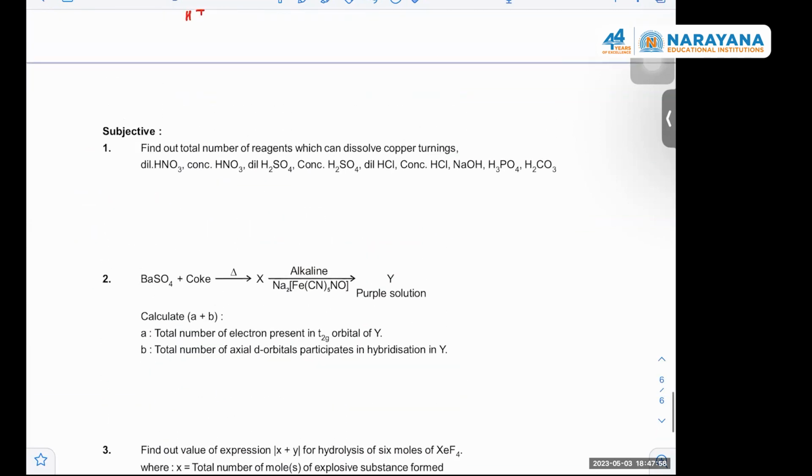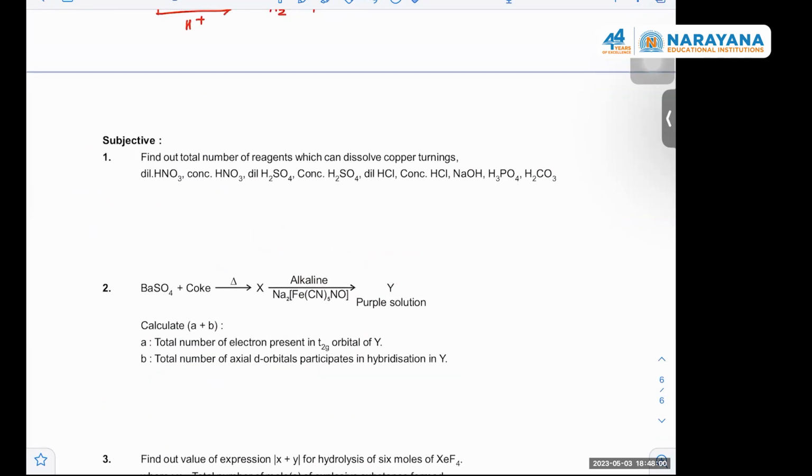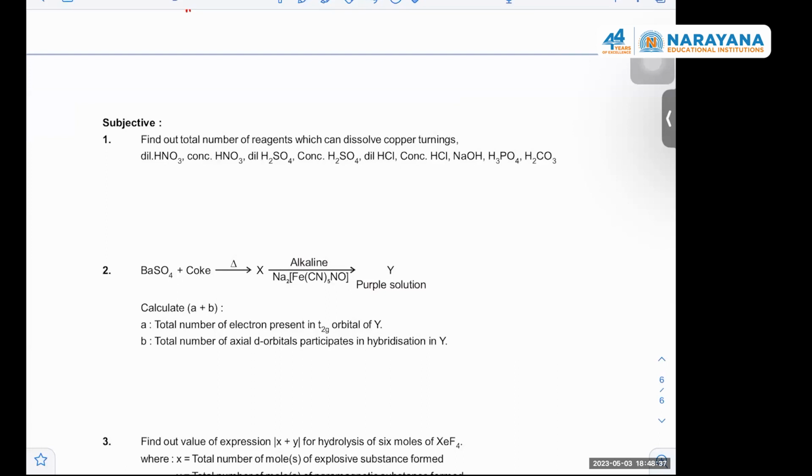Okay. Try solving these questions. These are some NCERT-type questions, objective, integer level. Yes, very simple question. Any other guesses? Any other answers? Okay. So the answer is dilute HNO3.